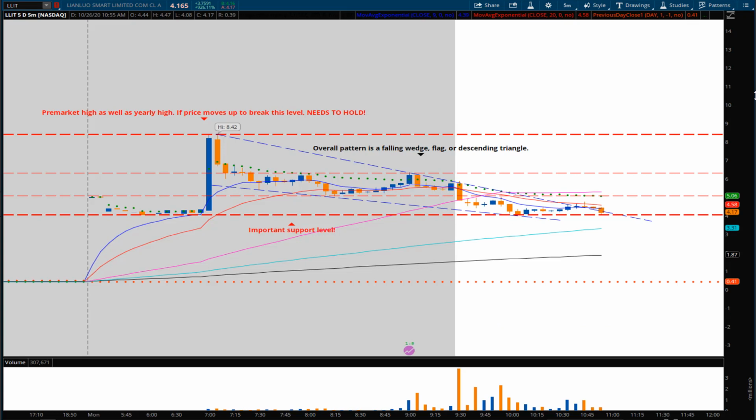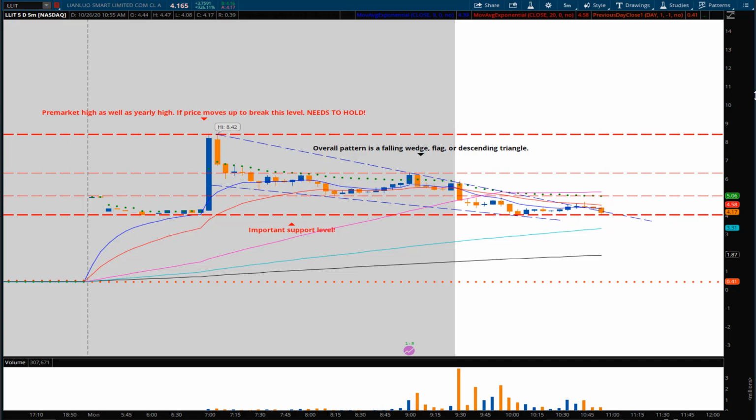So what you'll see on this chart here with LLIT is the gray shaded area and then the white area. The gray shaded area is pre-market and the white is market open. So you'll see I've mapped out some support and resistance levels, those lines going across in the pre-market.